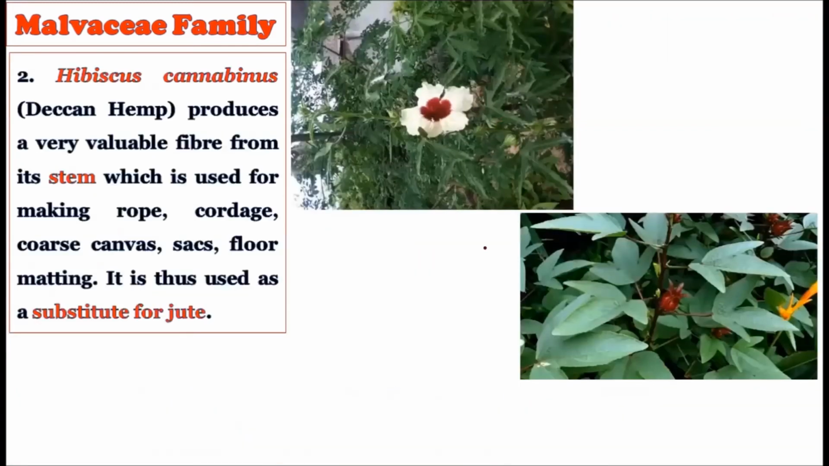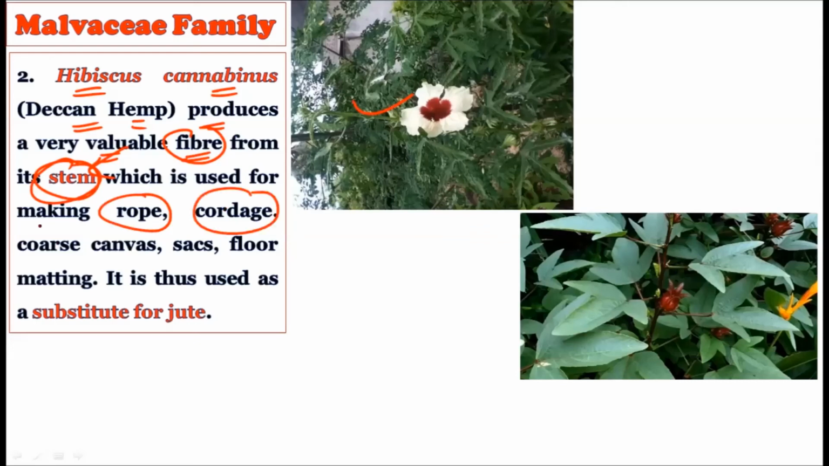Now consider the second one, that is Hibiscus cannabinus, okay. This is also called Deccan hemp, right? It produces a very valuable fiber from the stem, okay. See, this is the Hibiscus cannabinus plant, and from this plant a very valuable fiber is obtained from its stem, and by using these fibers we can create ropes, then cordages, coarse canvas, sacks, floor mattings, etc. Okay, so many kinds of fiber materials we can create out of it. For example, ropes, coarse canvas, sacks, floor mattings, etc. were created by using the fibers produced in the stem of Hibiscus cannabinus.